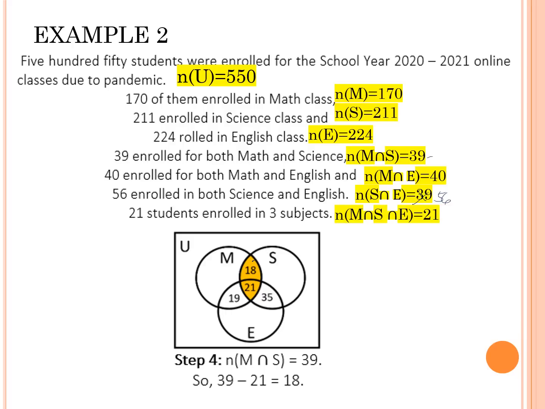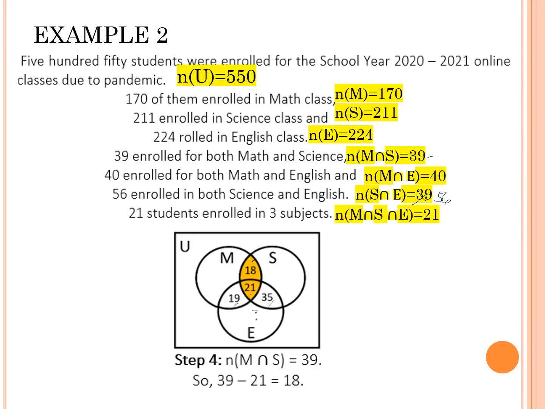So again, this is 56 and 18 for us to get a total of 39. And then next, there are 224 enrolled in English class, so we need to find the number that completes the 224 enrollees in English. We already have 21 and 35. So what is the difference between 224 and these 3 numbers?